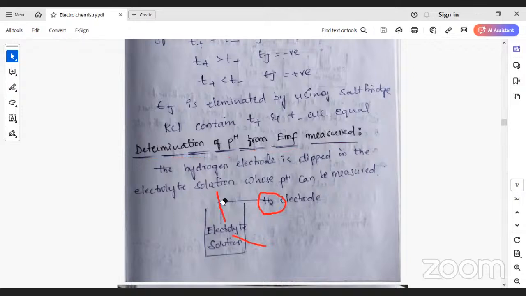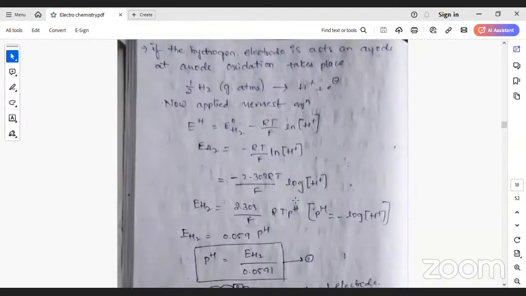Once the hydrogen electrode is dipped, it will undergo oxidation. If that hydrogen electrode acts as anode, at the anode oxidation takes place, that is half of H2 gas gives rise to H plus and electron. Now apply the Nernst equation. E of H2 is equal to E naught of H2 minus RT by F ln of H plus. Because E naught of H2 is 0, this can be written as minus 2.303 RT by F log of H plus. But log of H plus is known as pH. So E of H2 is equal to 0.059 pH.